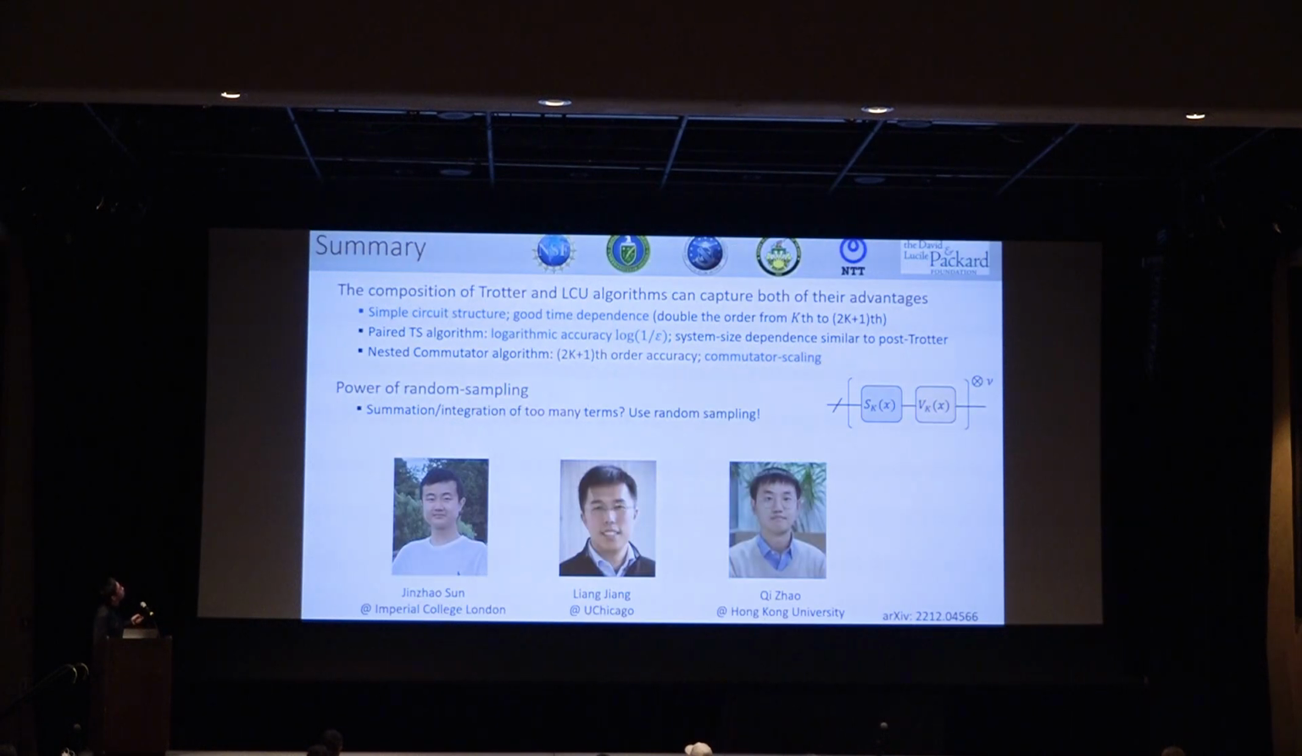To summarize, basically we studied the idea to compose Trotter and LCU together using this kind of combination method. And this gives us some promise that we can enjoy partially both of their techniques based on different use cases. And our study also shows the power of random sampling. And also we hope that our research can inspire new research on how to combine different approaches together. That's all my talk. Thank you.